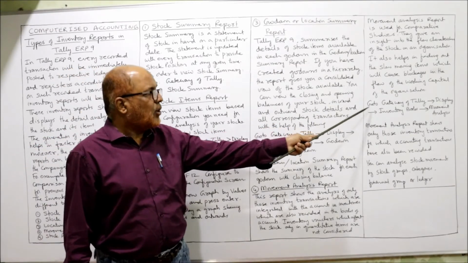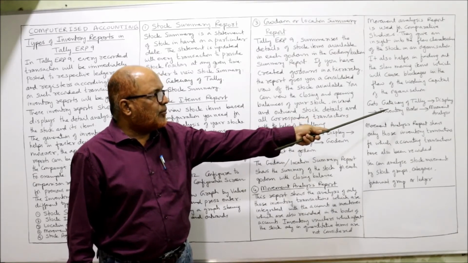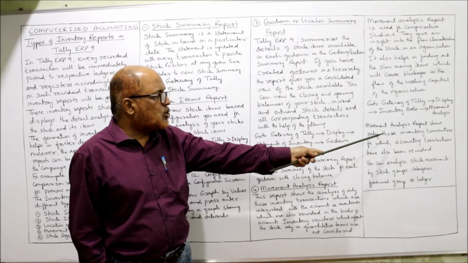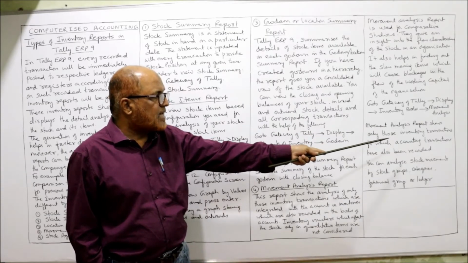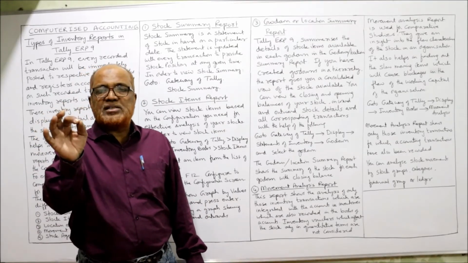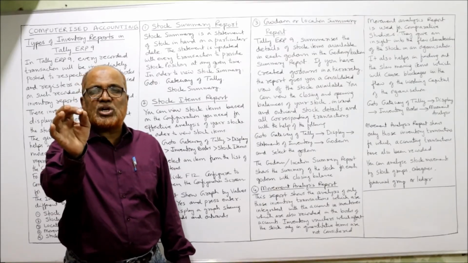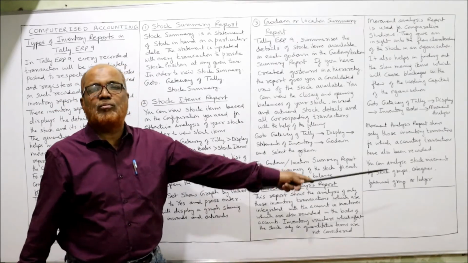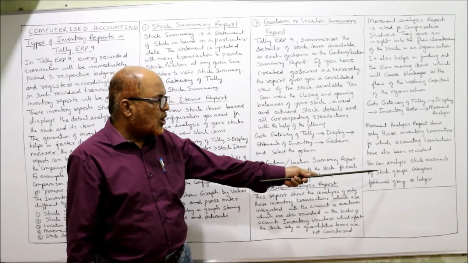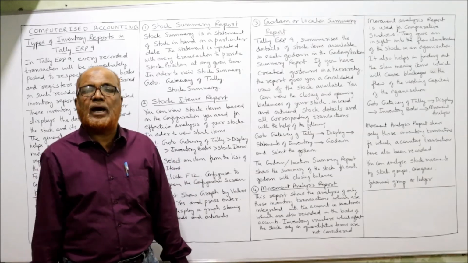Now, what is the path? Go to Gateway of Tally, select Display, select Inventory Books, select Movement Analysis. The movement analysis report shows only those inventory transactions for which accounting transactions have also been recorded. Only those transactions which are recorded in the books of accounts will affect the movement analysis report. You can analyze stock movement by stock groups, categories, or financial groups or ledger. In this way we can analyze.